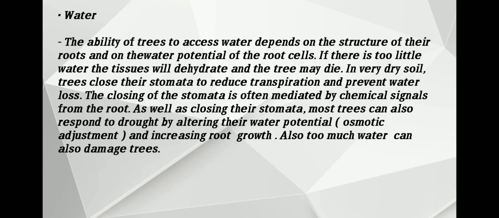As well as closing their stomata, most trees can also respond to drought by altering their water potential, or osmotic adjustment, and increasing root growth. Also, too much water can damage trees. Water is made up of hydrogen and oxygen, and it exists in liquid and solid states.